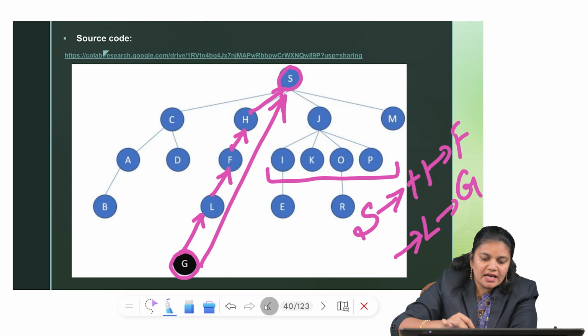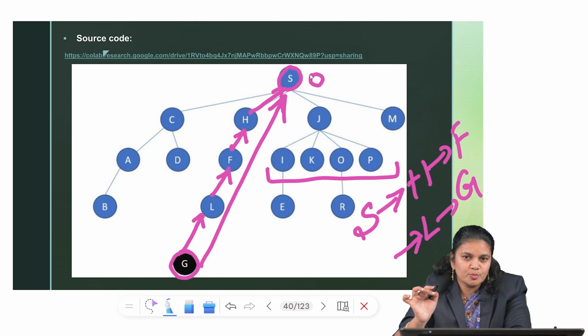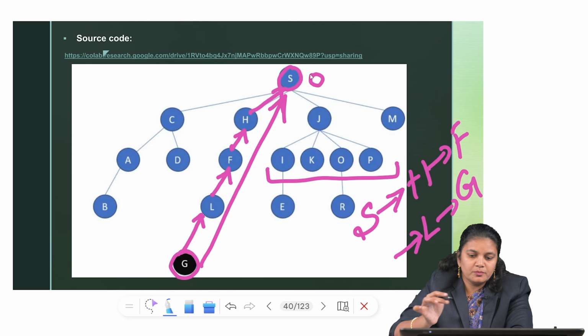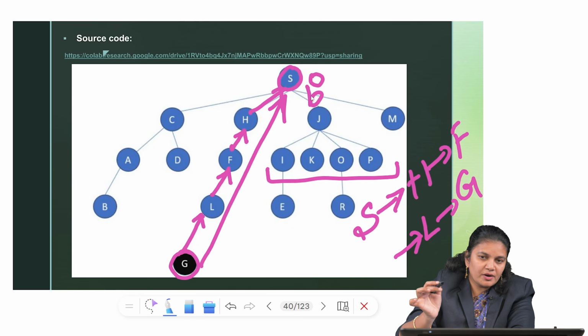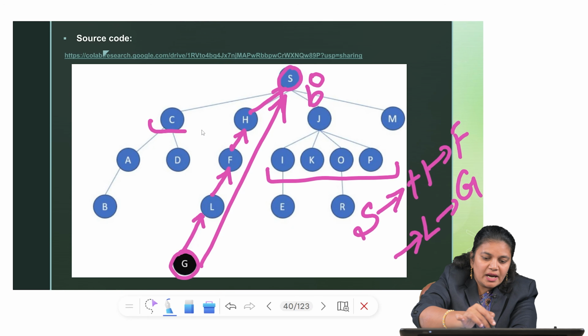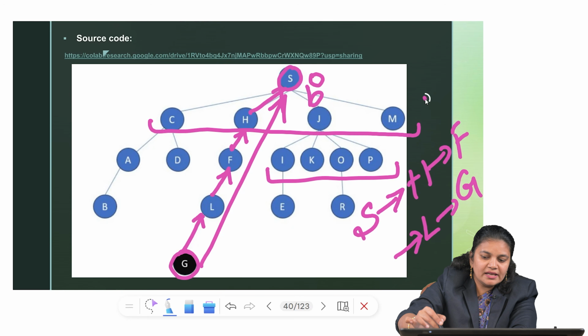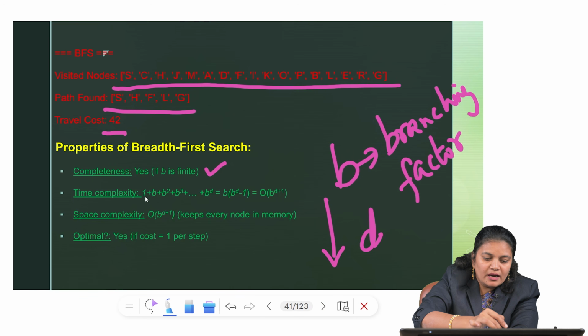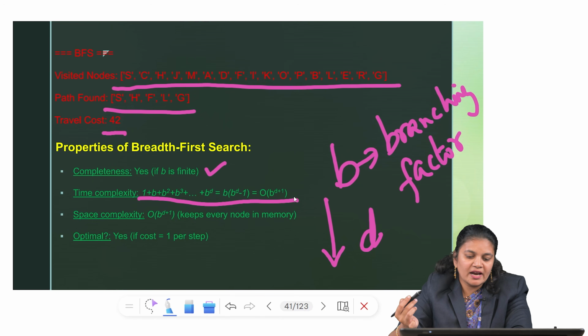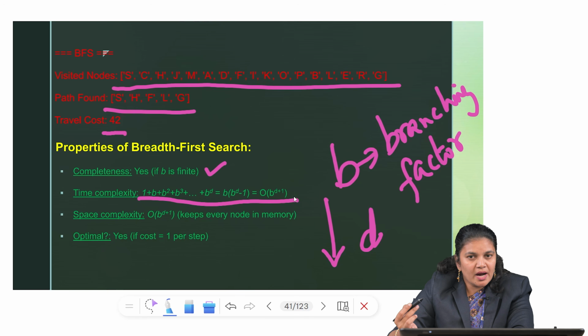And we can see that here the time complexity for exploring this is b power 0. And for the next level, we will get b power 1, b power 2. In that way, we will get the time complexity as big O of b power d plus 1, where b is the branching factor and d is the depth of the tree.